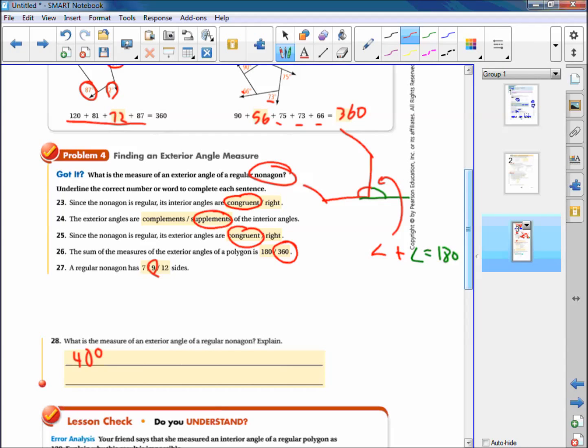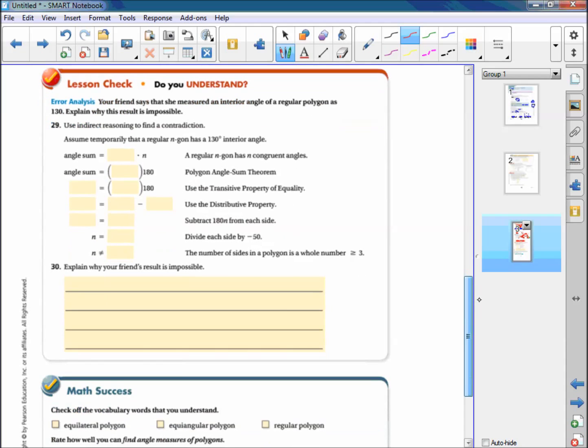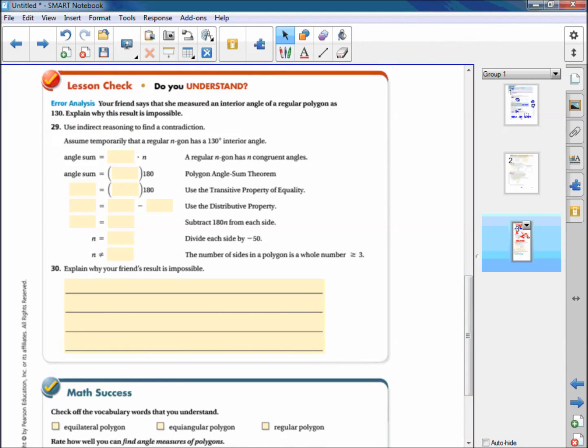All right, well, let's see. We have 360 total, right? So divide 360 by the 9 exterior angles. Okay, and that's going to give us a total of 40. So 360 is the total, and then we're going to divide it by those 9 angles that are on the outside. All right, so you have a lesson check here. As always, pause your video, try the lesson check yourself, and then come back and check over and see if you did it right.